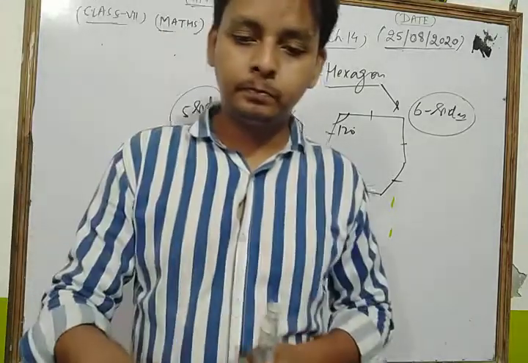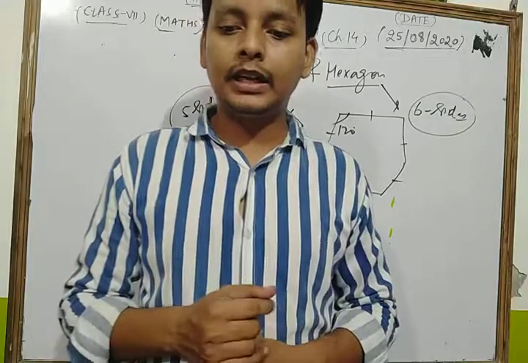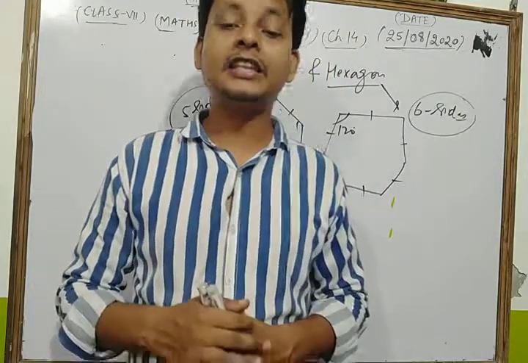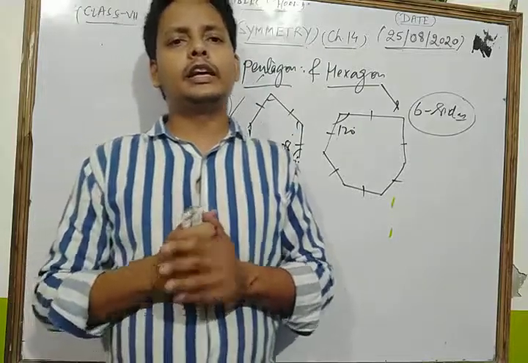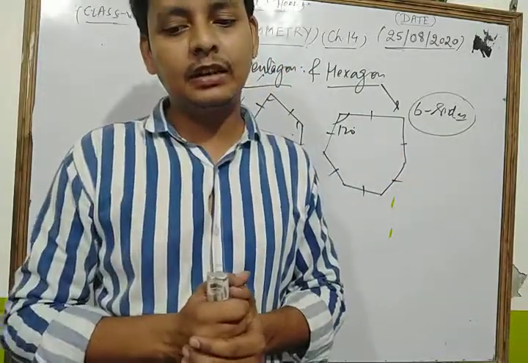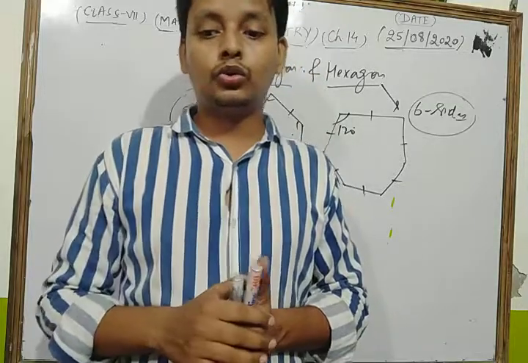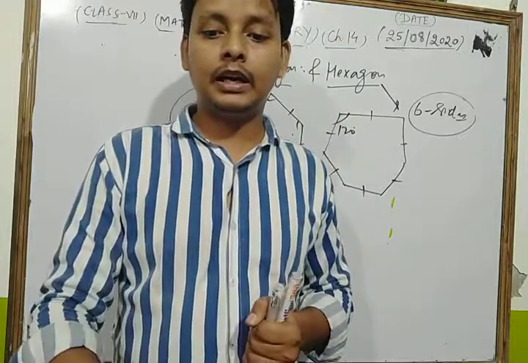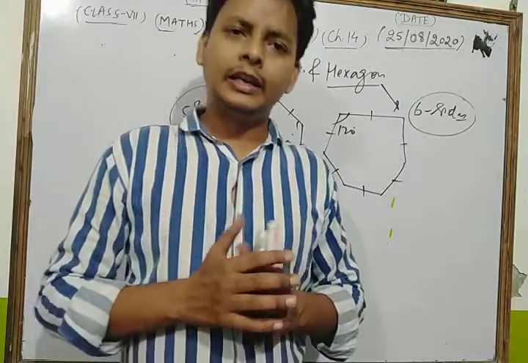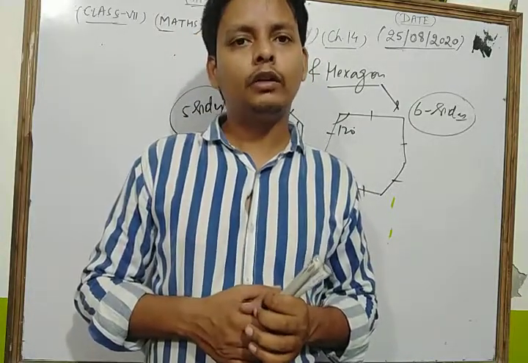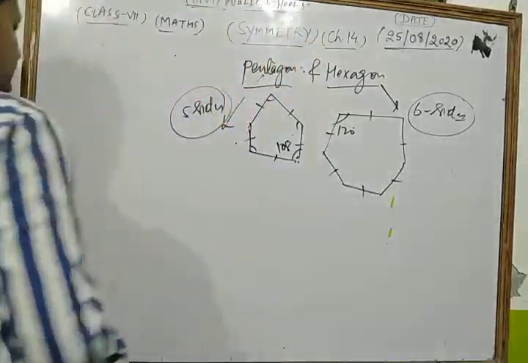Now dear students, regular polygons are symmetrical figures and hence their lines of symmetry are quite interesting. Any regular polygon is a symmetrical figure, no? Yes. Now let us take some examples of regular polygons and their lines of symmetry.